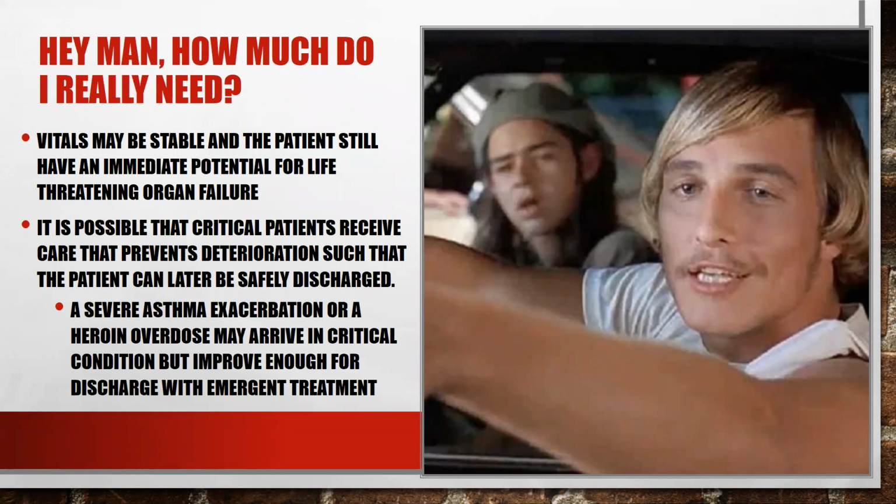So again, vitals might be stable and the patients may still have an immediate potential for life-threatening organ failure. It's possible that critical patients receive care that prevents deterioration, such that the patient may later be discharged home. First examples that come to mind would be like a bad asthma exacerbation or maybe a heroin overdose. They could be critically ill when they come in and you might be discharging them 3 or 4 hours later. Yeah, that's another great example.